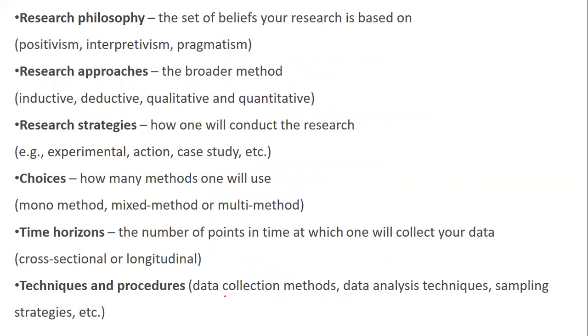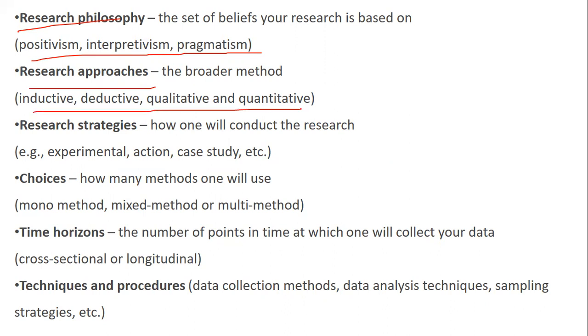Then we have research layers. You will get a question on it in some form, but I just want you to know that research philosophy includes positivism, interpretivism, and pragmatism. Approaches include inductive, deductive, qualitative, and quantitative. Strategies include experimental, action, and case study. Choices include qualitative, quantitative, either the mono method or a mixed or multi-method. Time horizons include cross-sectional or longitudinal research, and techniques and procedures include data collection, analysis, and sampling.